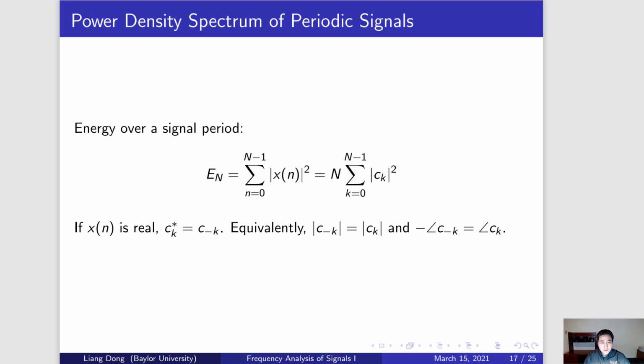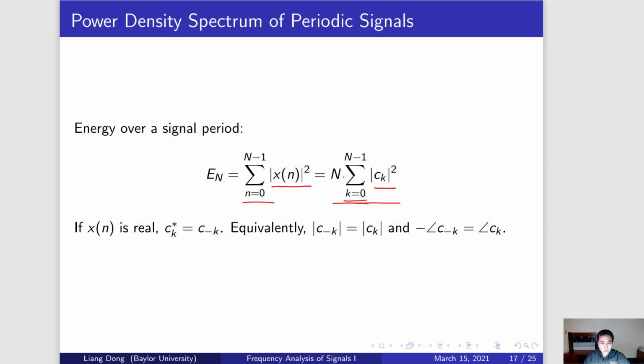The energy of one signal period is the sum of the instantaneous power over one period, n from 0 to N minus 1. This can also be written as the sum over the power spectrum, the absolute value squared of c sub k, over one period. Now this period is the frequency period. It is also indexed from 0 to N minus 1. We need to multiply by N to make it equal to the energy over a single period.